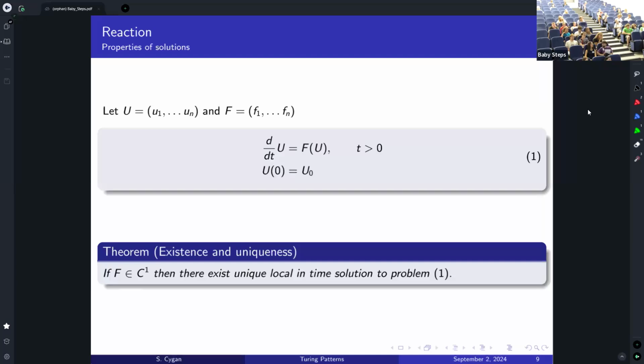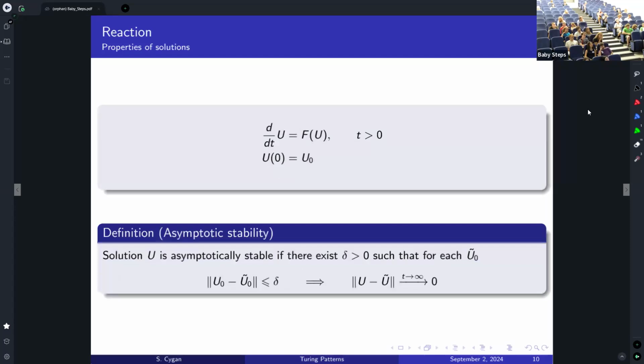Okay. So basically, from the theory of ordinary differential equations, we know that there exists a local-in-time solution. But the more important thing concerning reaction is the stability. So for example, if we have this system of ODEs, then we need to introduce the concept of asymptotic stability, because we will use it during the whole talk.